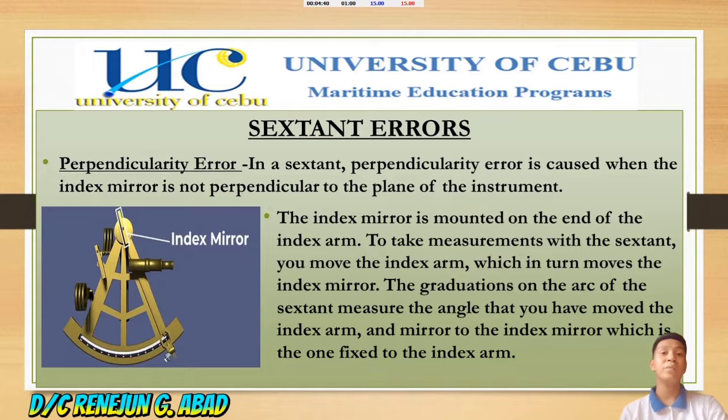So the index mirror is mounted on the end of the index arm. To take measurements with the sextant, you move the index arm, which turns and moves the index mirror. The graduations of the arc of the sextant measure the angle that you have moved the index arm and the mirror, which is fixed to the index arm.